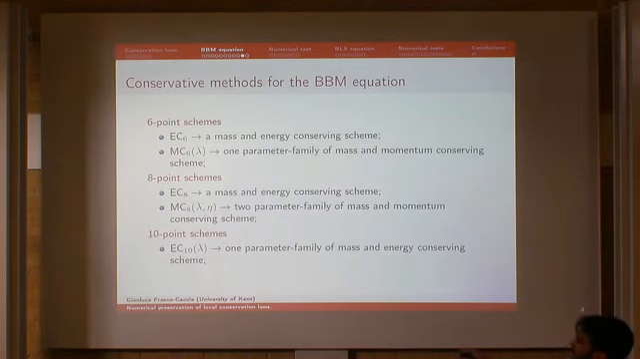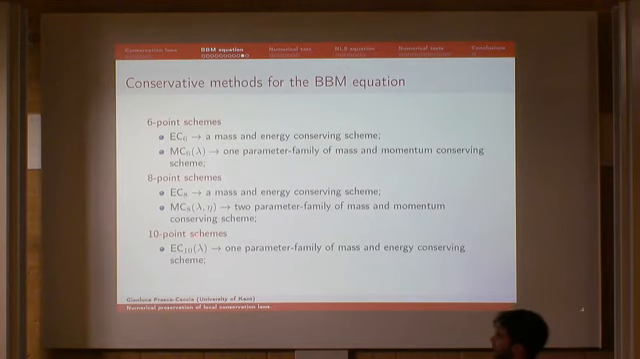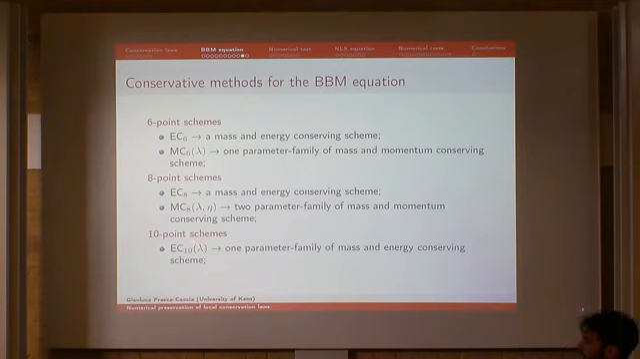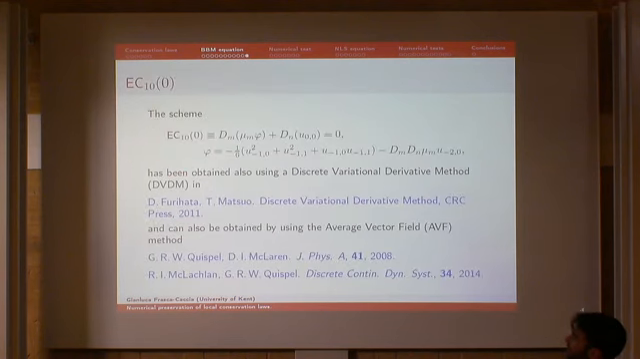And if you want a family of energy conserving schemes, you can go on a 10 points stencil. And this scheme is particular. In this family, there is a scheme that is already known in literature, which is the one that you obtain with lambda equals 0, is this one. And this has been obtained also using some discrete gradient methods. So for example, there's the discrete variational derivative method, and it can be obtained also by using the average vector field method.